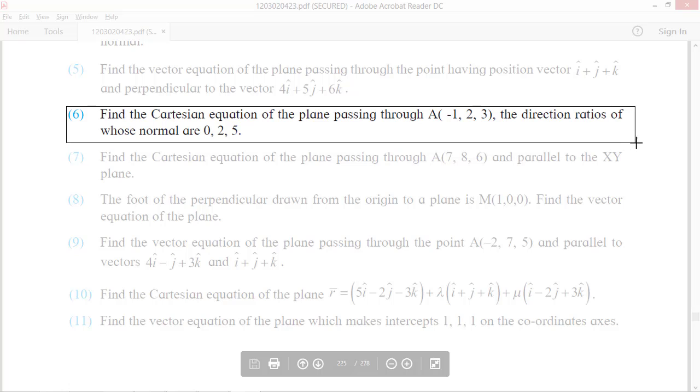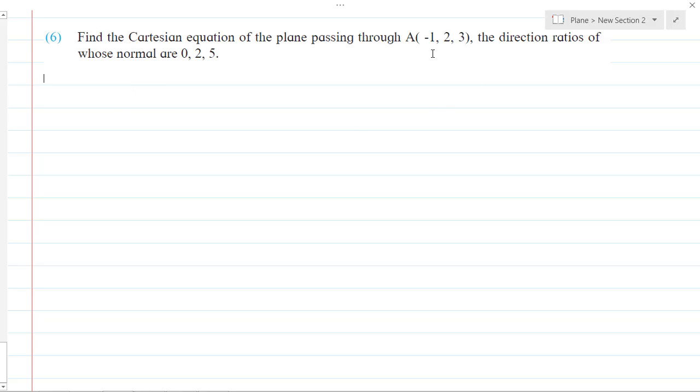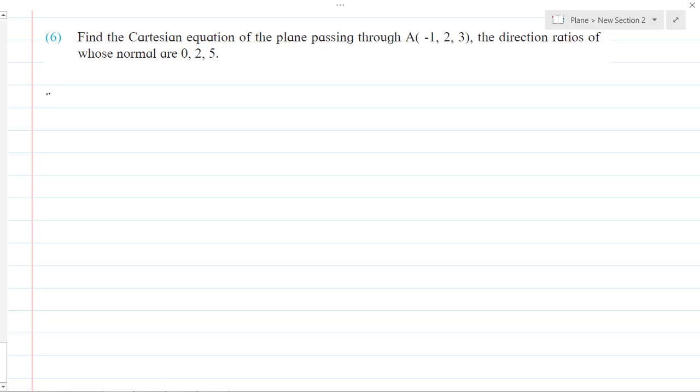Find the Cartesian equation of the plane passing through the coordinates they have given, which is -1, 2, 3, and the direction ratios whose normal are 0, 2, 3. So it's very simple. Again, the basic question I can say. So we will follow the same strategy. So the step number 1 will be what? Write down the given information.